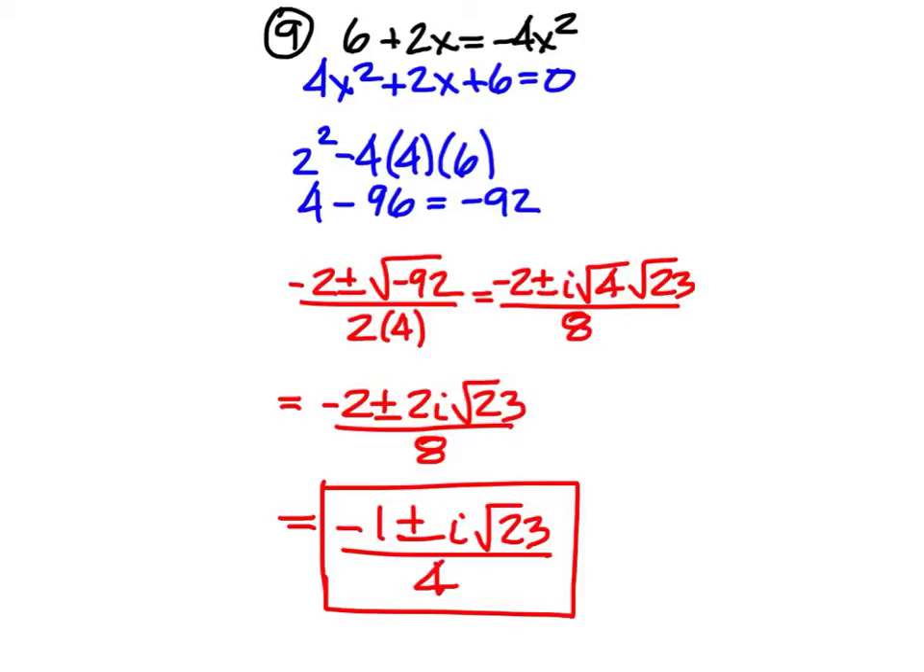If you simplify this, it's square root of 4 and square root of 23, so you would end up with 2 plus or minus 2 square root of 23, and that's a 2i in there. And all of that would be over negative 8, so if you divide everything by negative 2, you get a negative 1 plus or minus, and remember this is not going to change except for to drop the 2, so you'd have an i square root of 23. And if I divide by negative 2 on the bottom, you get a positive 4.